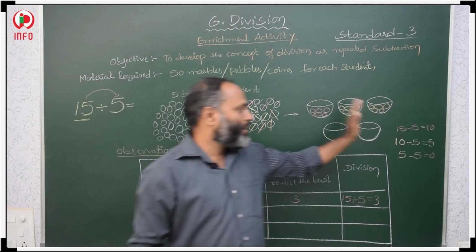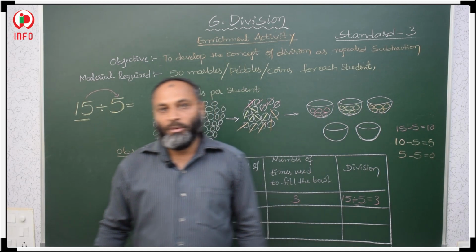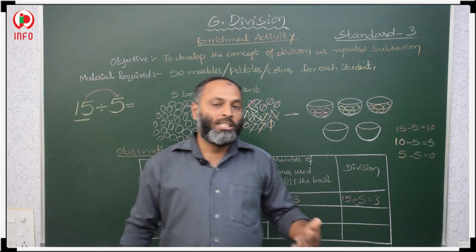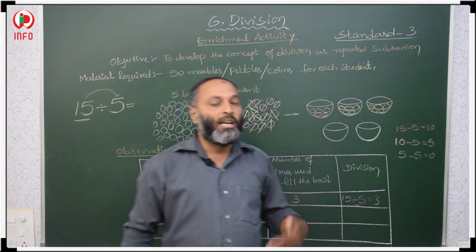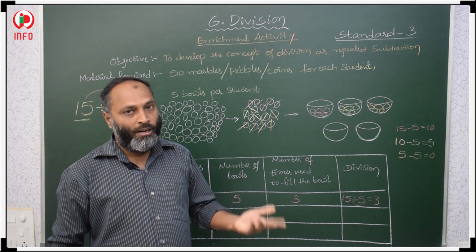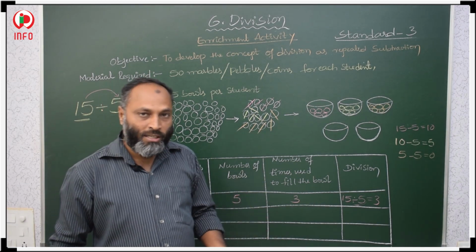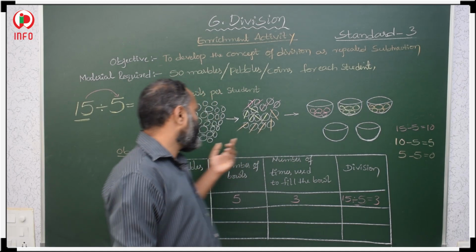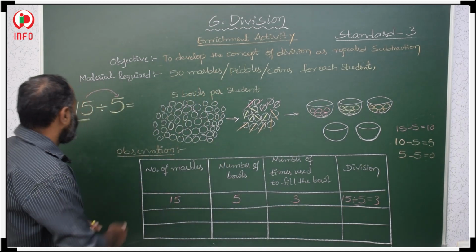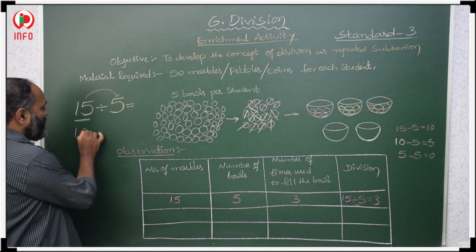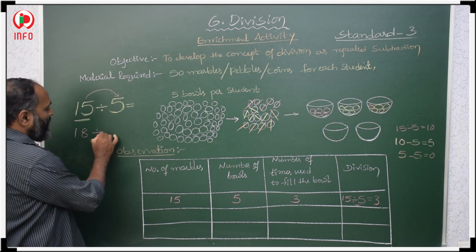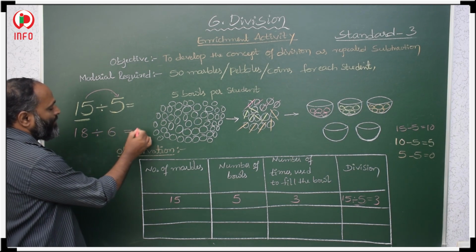So it is nothing but repeated subtraction. Using this ball concept, we can understand how to divide using the subtraction method. This is one of the problems I gave. Some more questions you take by yourself. 18 divided by 6 is equal to, then take.